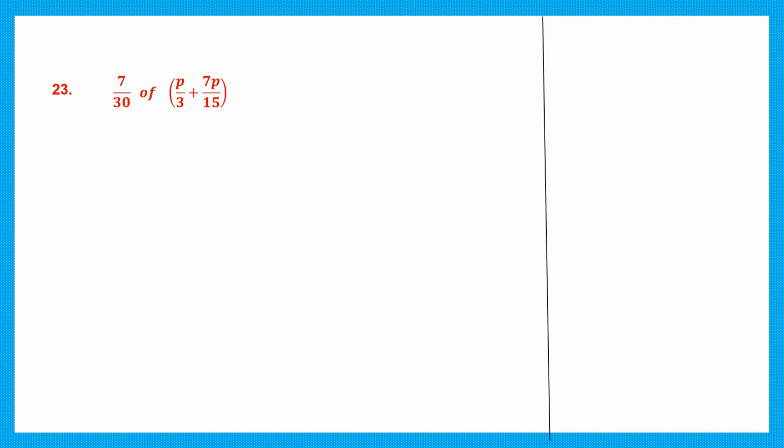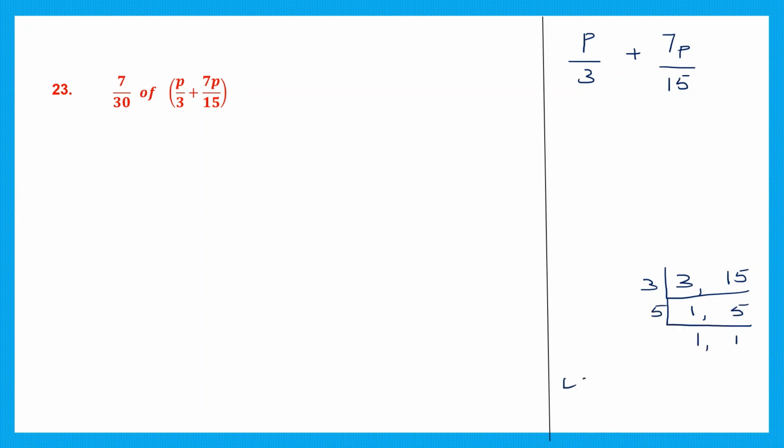So here we have p by 3 plus 7p by 15. So we have to find the LCM of the denominators. So 3 and 15, let's begin with 3. 3 1s are 3 and 3 5s are 15. Now we start with 5, 1 and 1. So LCM will be 3 into 5. 3 5s are 15. So let's use 15 as the common denominator here.